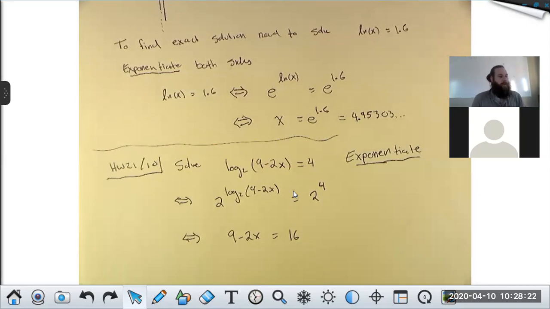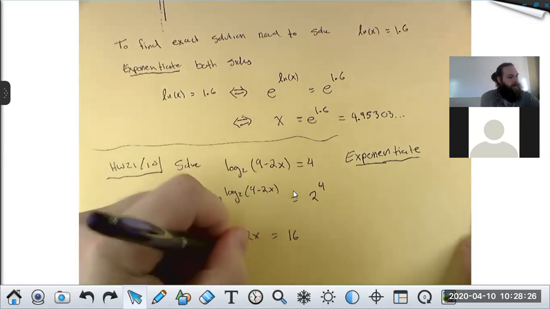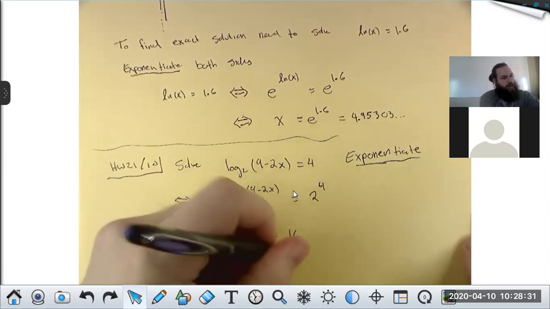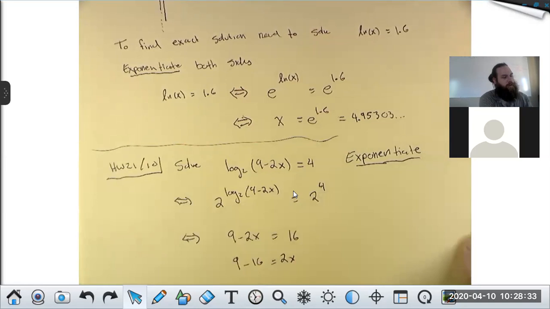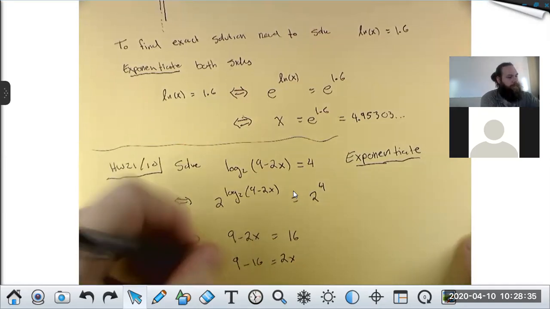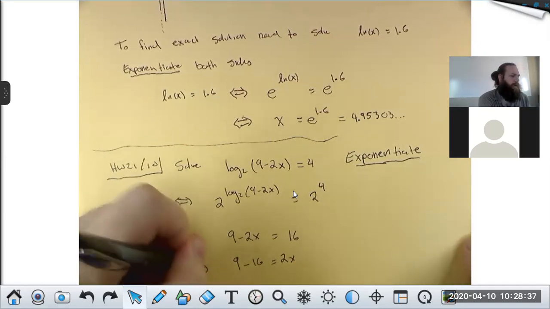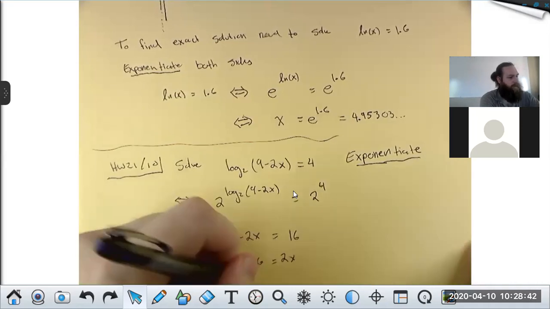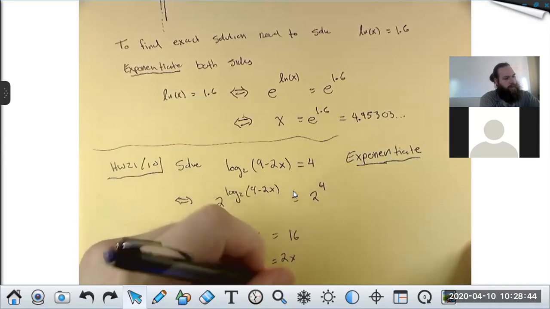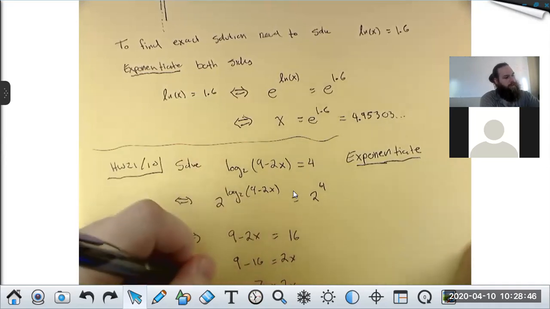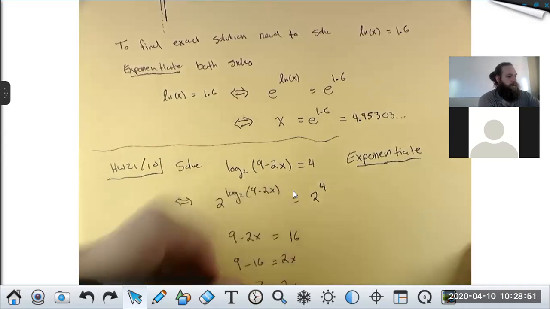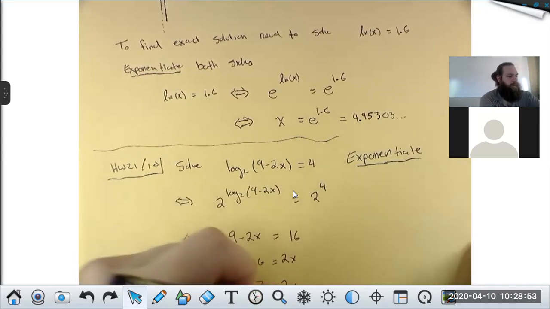And from here, it's a linear equation, right? From here, this is no longer difficult. So I could say this is the same as 9 minus 16 equals 2x, adding the 2x over, subtracting the 16 over. 9 minus 16, what's that gap? It's 7, right? So this is negative 7 equals 2x. And so I'd say x is -7/2.